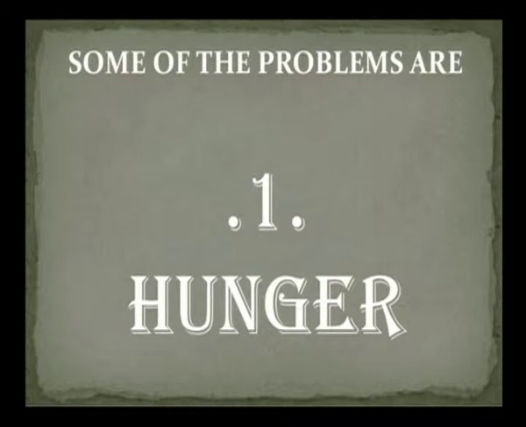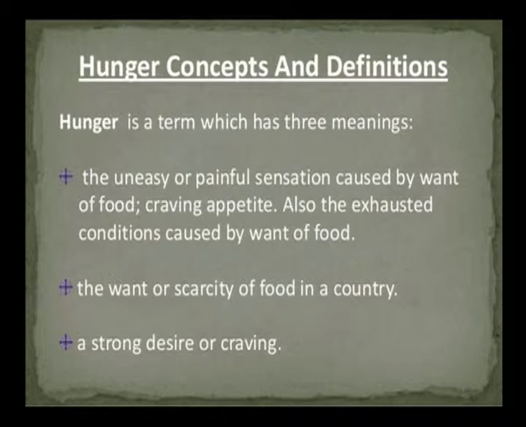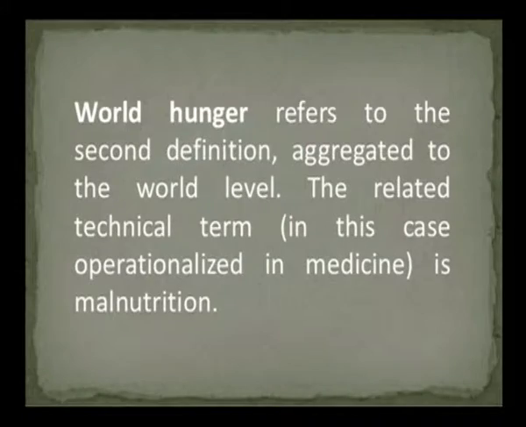So, some of the main problems we will discuss: hunger. The concept of hunger and definition. It actually has 3 meanings: the uneasy or painful sensation caused by want of food, craving appetite, also the exhausted conditions caused by want of food. The want or scarcity of food in a country, a strong desire or craving. World hunger refers to the second definition, that is aggregated to the world level. The related technical term, operationalized in medicine, is malnutrition.